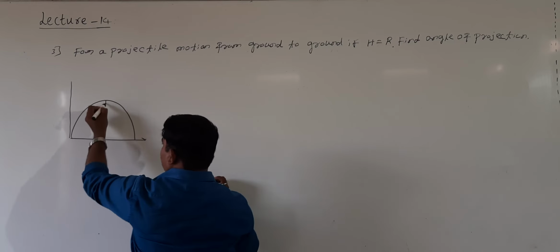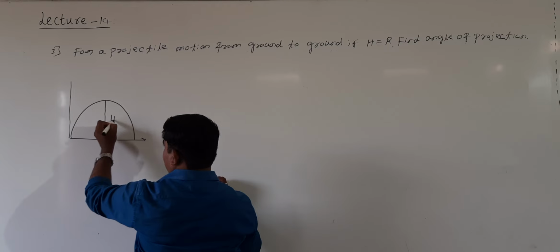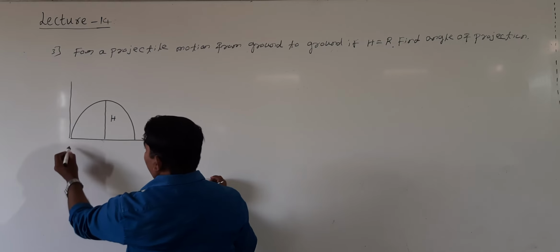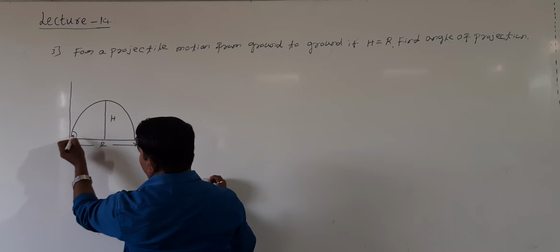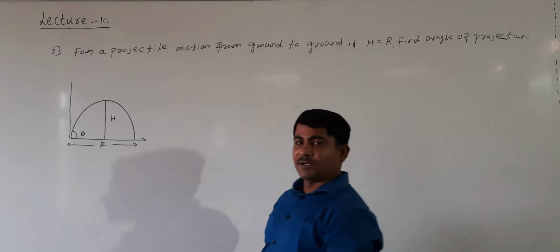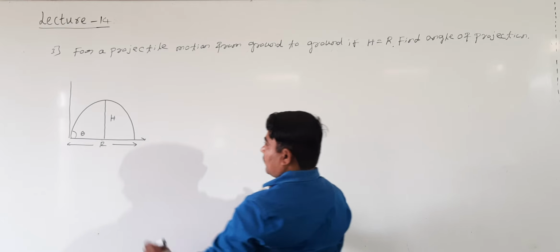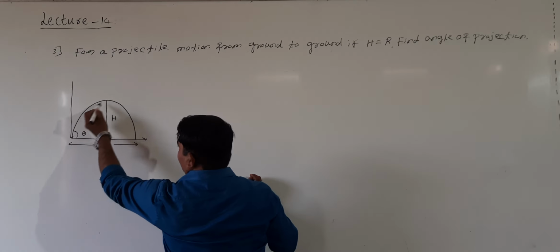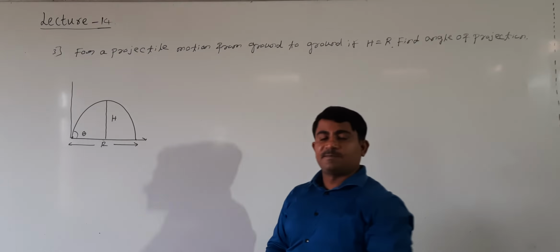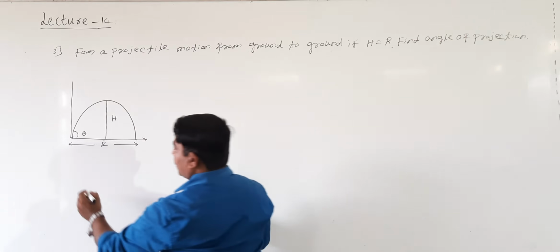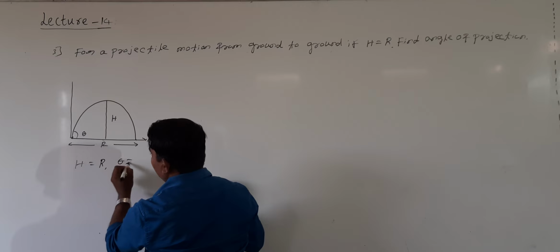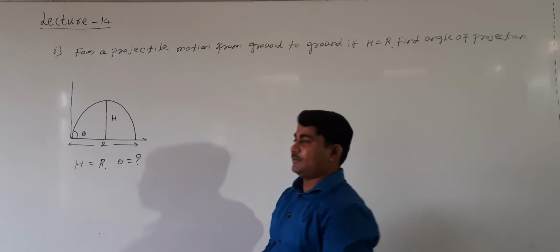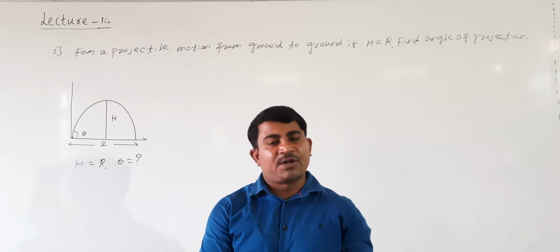This is what we call the maximum height, right? What do we call this? This is the range. This is the angle of projection. The condition is like this: from ground to ground, right? See here, what is the condition? If h is equal to r, we need to find the angle of projection.